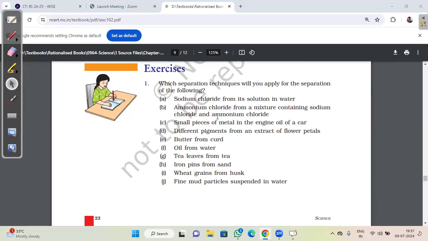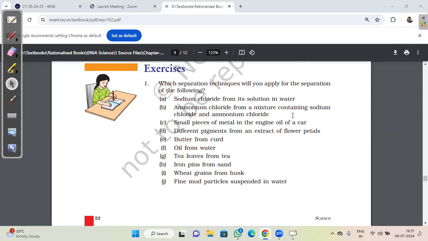Then B, ammonium chloride from a mixture containing sodium chloride and ammonium chloride. How will you separate it? Sublimation. Correct answer is sublimation. Sublimation is the process by which a substance changes from solid state to gaseous state directly. So by sublimation, I will be able to separate sodium chloride and ammonium chloride.